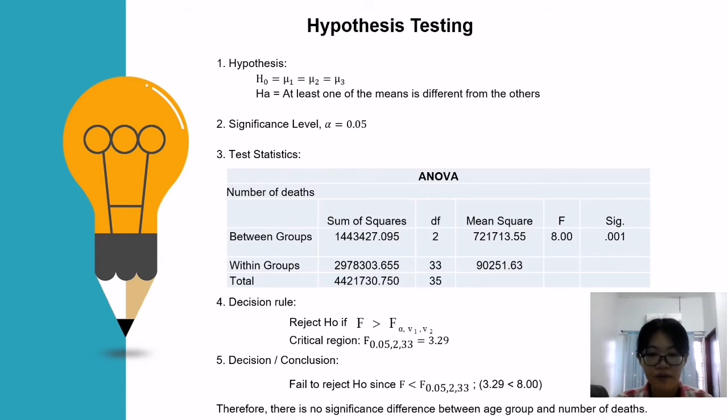Reject H0 if F is more than F alpha, V1 and V2. Critical region F 0.05, 2, 33 equals 3.29. Step 5. Making a decision and forming a conclusion. Fail to reject H0 since 8.00 is more than 3.29. Therefore, there is no significant difference between age group and number of deaths.